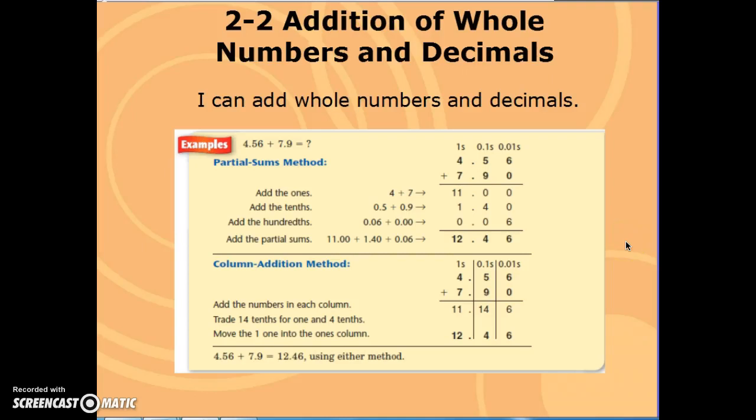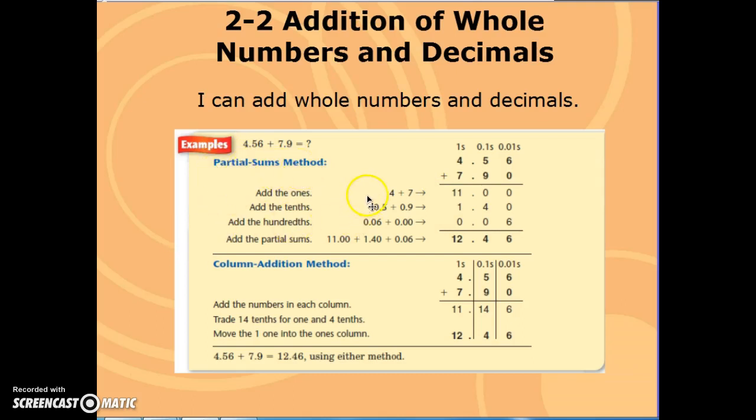Fifth graders, lesson 2.2 is addition of whole numbers and decimals, and the objective for this lesson is I can add whole numbers and decimals. There's a couple of different ways, a couple examples here of how you can add. The first way is the partial sums method.